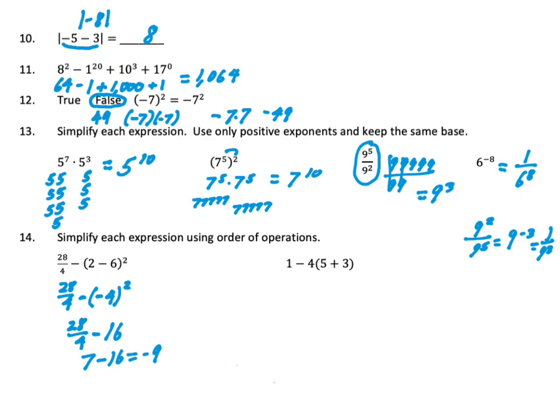No, it wouldn't have. The last one, 1 minus 4 times the quantity 5 plus 3. Again, I'm going to do parentheses first. 5 plus 3 is 8. And that 4 is sitting out front. It's kind of like the distributive property. It is the distributive property. But it does mean I'm multiplying. So now I'm going to multiply 4 and 8. That's 32. And 1 minus 32 gives us negative 31.